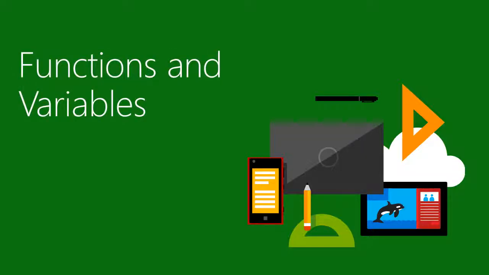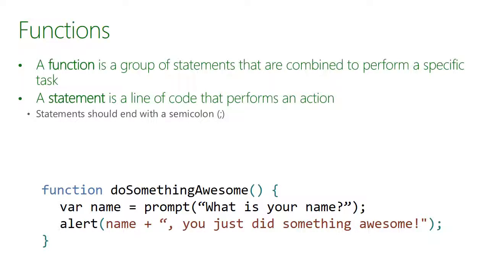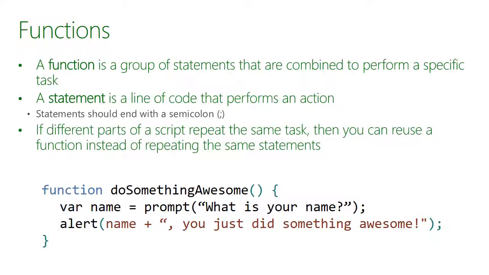Let's look at functions and variables in JavaScript. A function is a group of statements that are combined to perform a specific task. A statement is just a line of code that performs an action of some sort. Statements should end with a semicolon. If different parts of a script repeat the same task, then you can reuse a function instead of repeating the same statements.